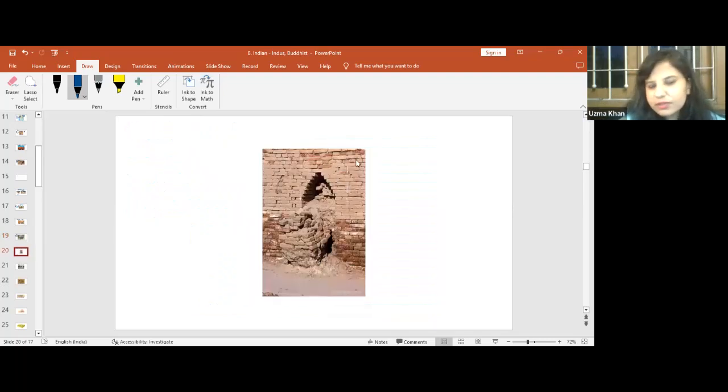As always, this is a particular type of arch that I have talked about. Anybody who can identify this? Yes, Anvesha. Sorry, Anvesha has answered. Adil?